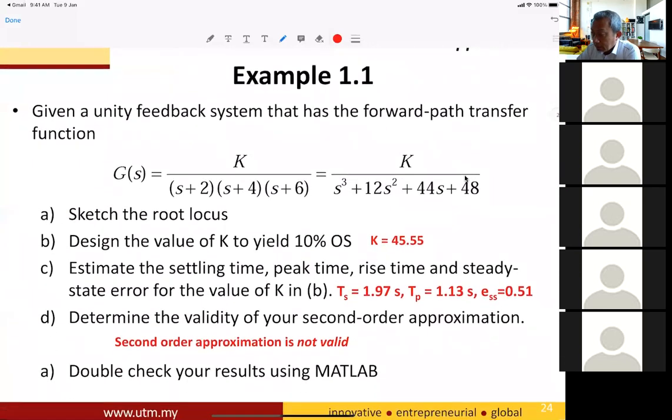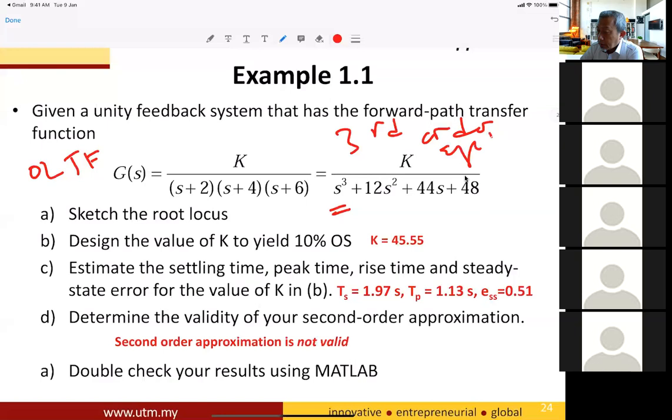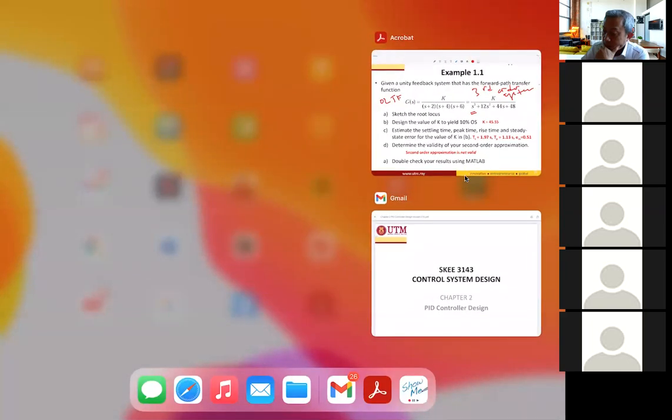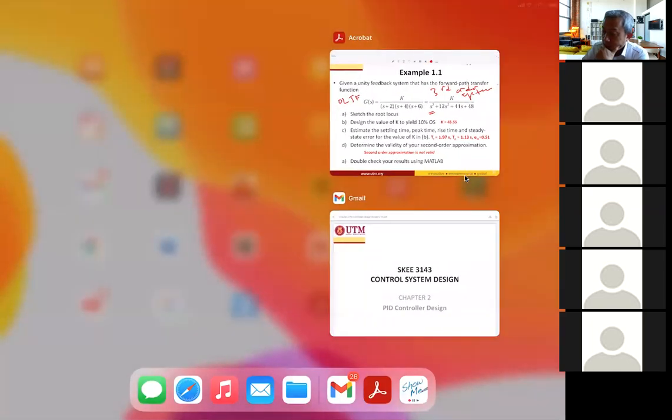Examples. You are given an example here. The open loop transfer function is K over (s+2)(s+4)(s+6). When we multiply, you will get s cubed, so this is a third order system with no zeros. So sketch the root locus. How is the shape of the root locus?